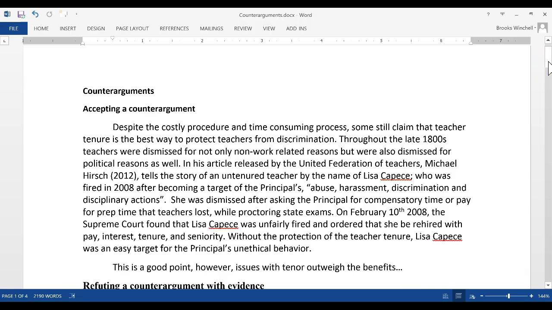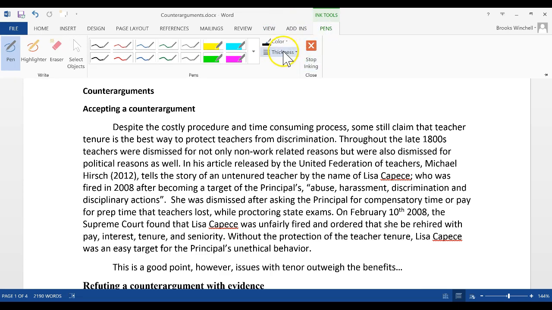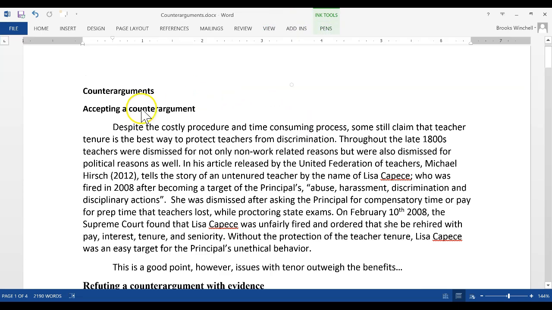So here's some examples of some counter-arguments. As we said, there's three ways you can handle the counter-arguments. The first way you can handle the counter-argument is by accepting it. So let's take a look at somebody who accepts a counter-argument.